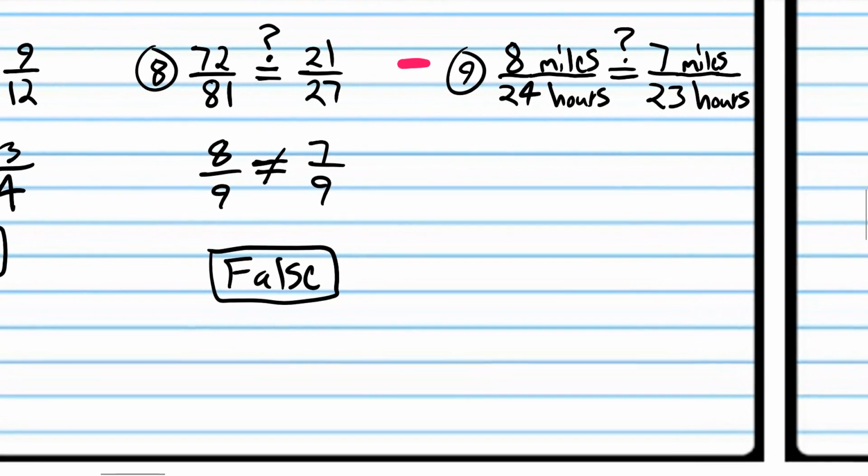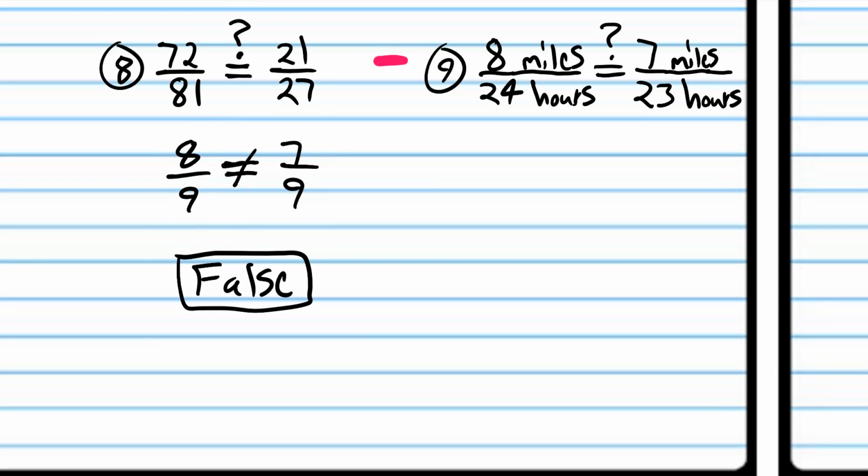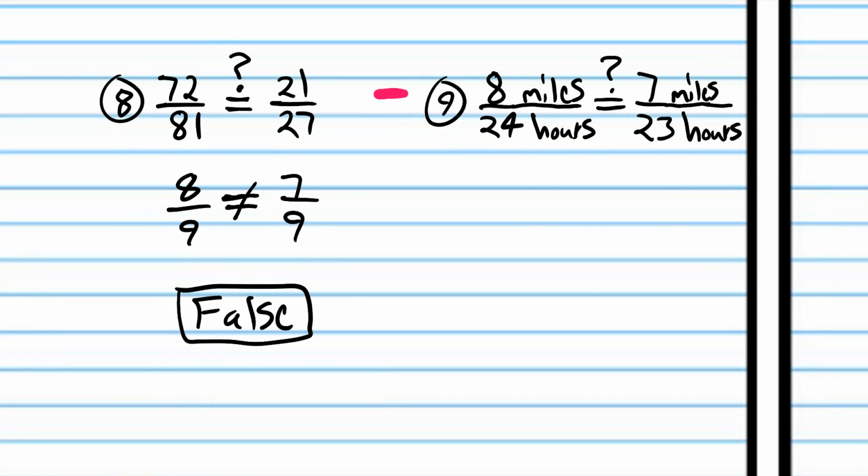So if you said false, good job. But remember, you got to show the work here. This is the work that we're showing as the intermediate steps. All right, so number 9, it's the same exact problem, same type of problem. The only difference is now we're showing units.